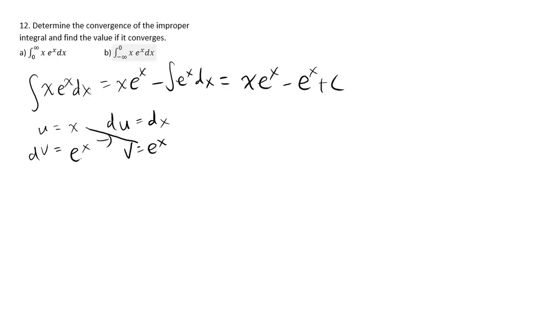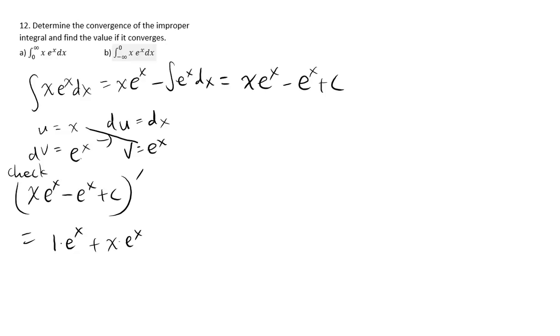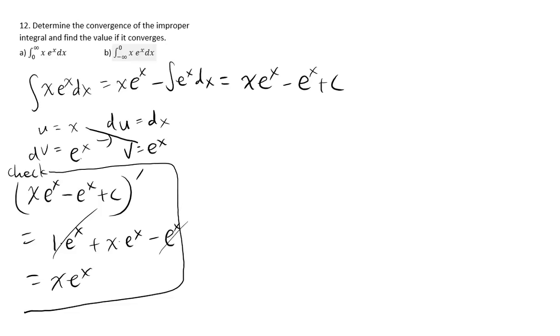Okay, you can do a check by differentiating this. So let's do a check. If you differentiate this using the product rule, it's 1 times e to the x plus x times e to the x. If you differentiate that, that's still e to the x. C differentiates to 0, so when these two cancel, you get x times e to the x, exactly what you integrated. So that's your check. So it does work out.